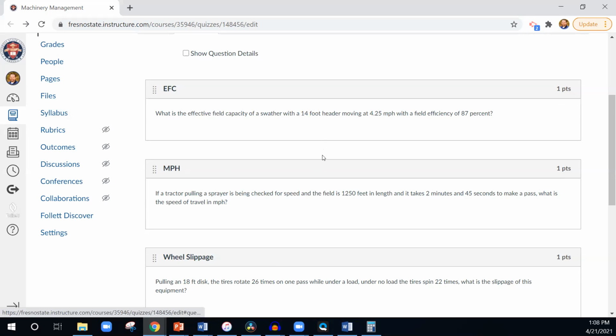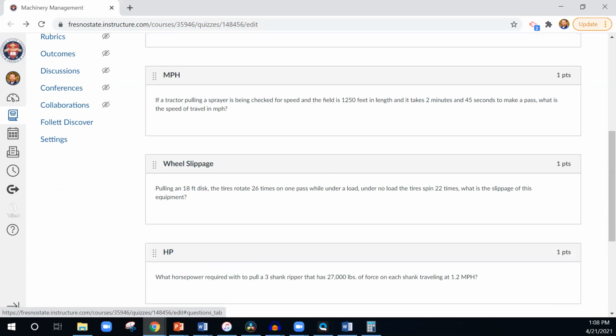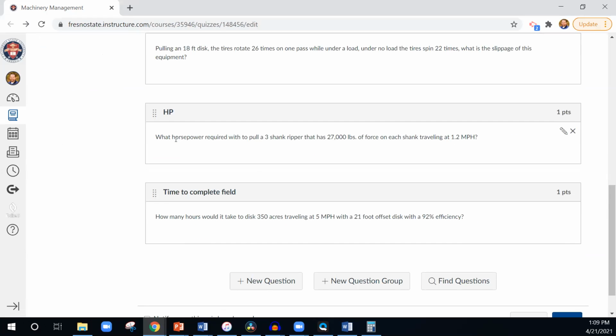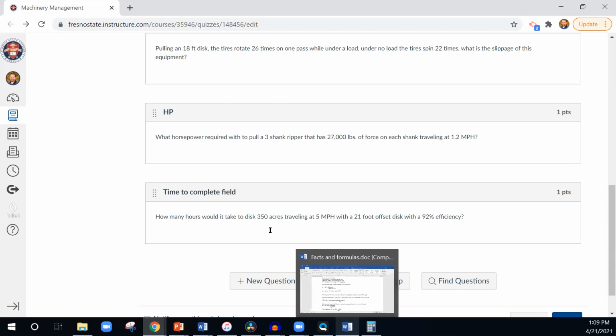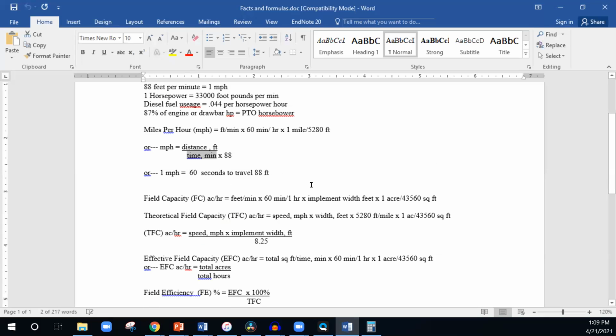You said you had question 4, and this one I think I know exactly what you did on this one. So it's a horsepower question. It says what horsepower is required to pull a 3-shank ripper that has 27,000 pounds of force on each shank traveling at 1.2 miles per hour? Again, we have the equation there. We just basically got to find that.